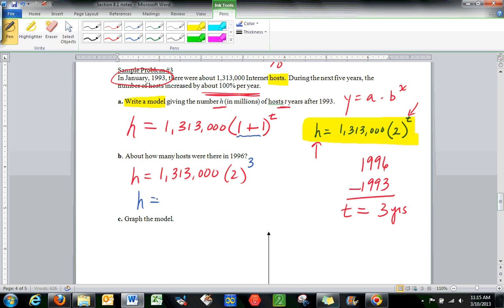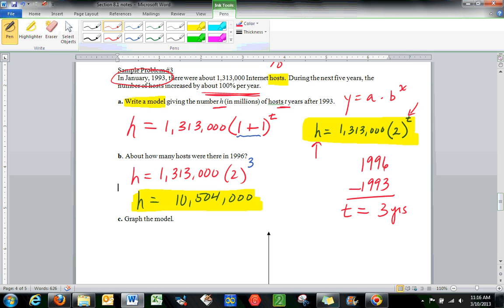And now our h, if we put that into our calculator, is going to be 10,504,000 websites. So this is the number of websites that we had in 1996. We went from 1.3 million in 1993, and by 1996 the internet was off and running, and we were up to 10.5 million internet websites.